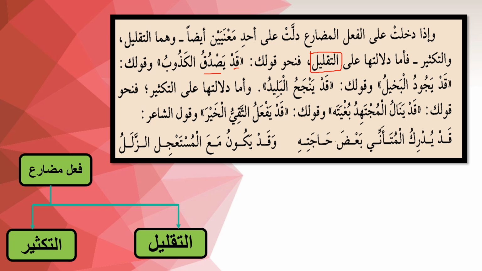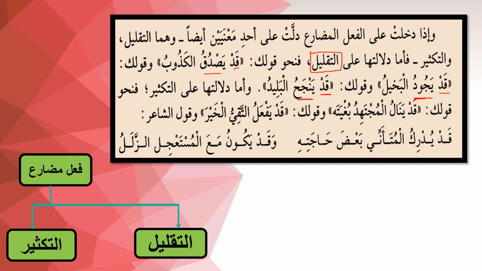Then again example, there is another example. قد يجود البخيل. There is a qad and there is a fail yajudu. That means you hardly see a stingy person being generous. So قد ينجح البليد. So yanjahu is the present tense and there is a qad. So this means that the balid, the lazy person, is hardly successful.